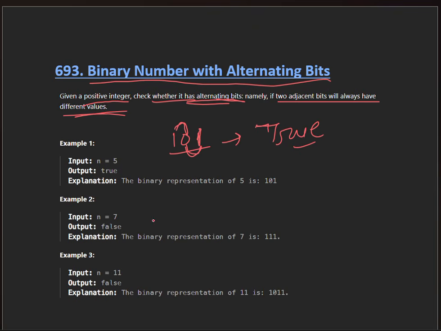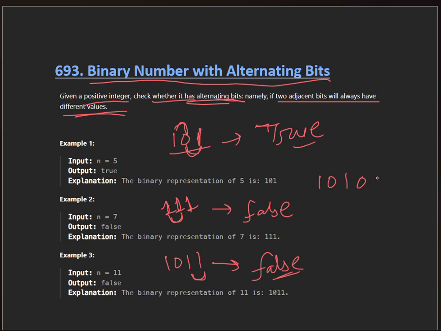Right. Now if you see 7, 7 is represented as all ones, right? So if you see these two bits are same, then false. Then if you see 11, 11 is represented as 1011. So these two bits are adjacent and they are same. Then it is also false. So we just have to check whether all the adjacent bits are different or not.